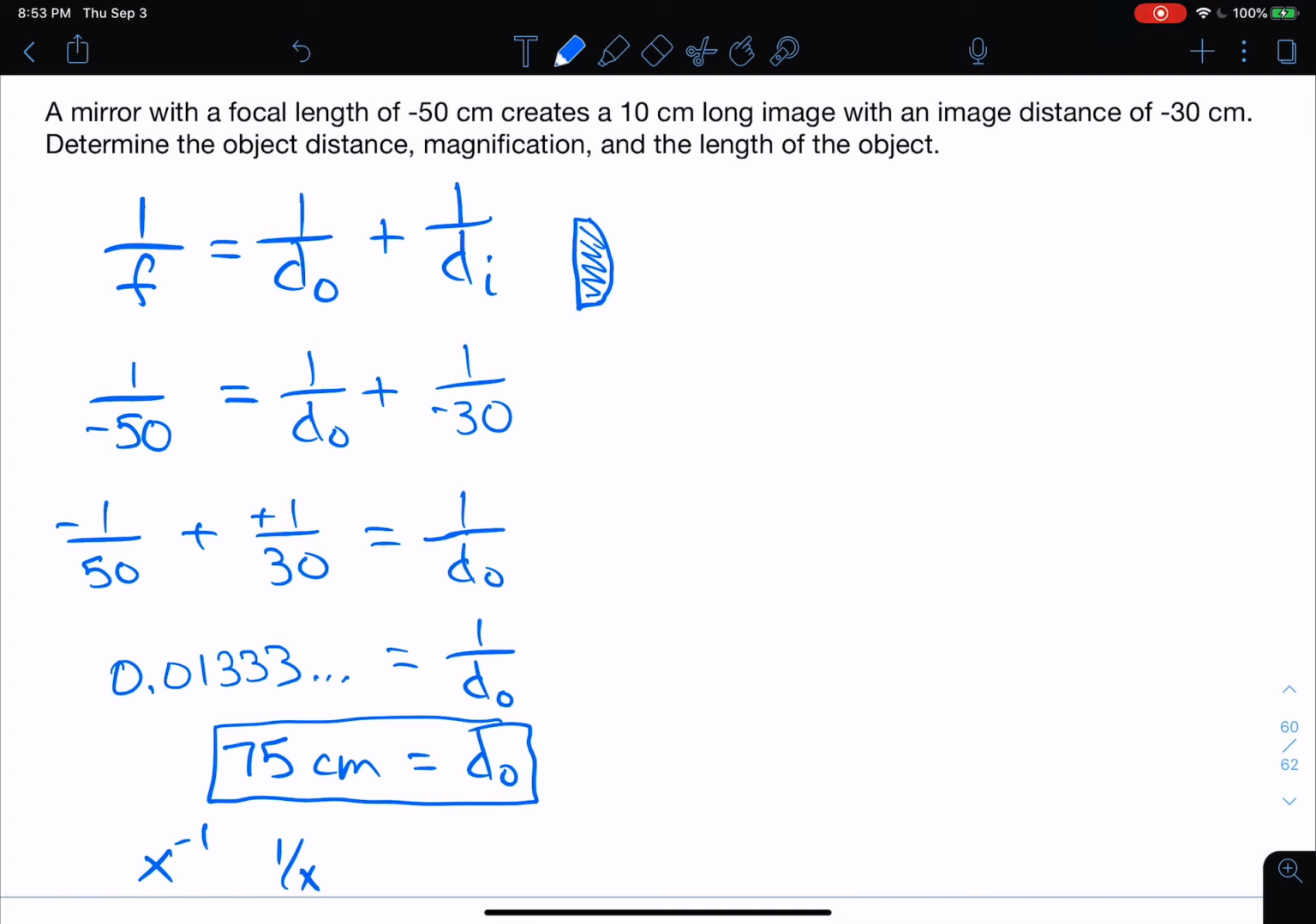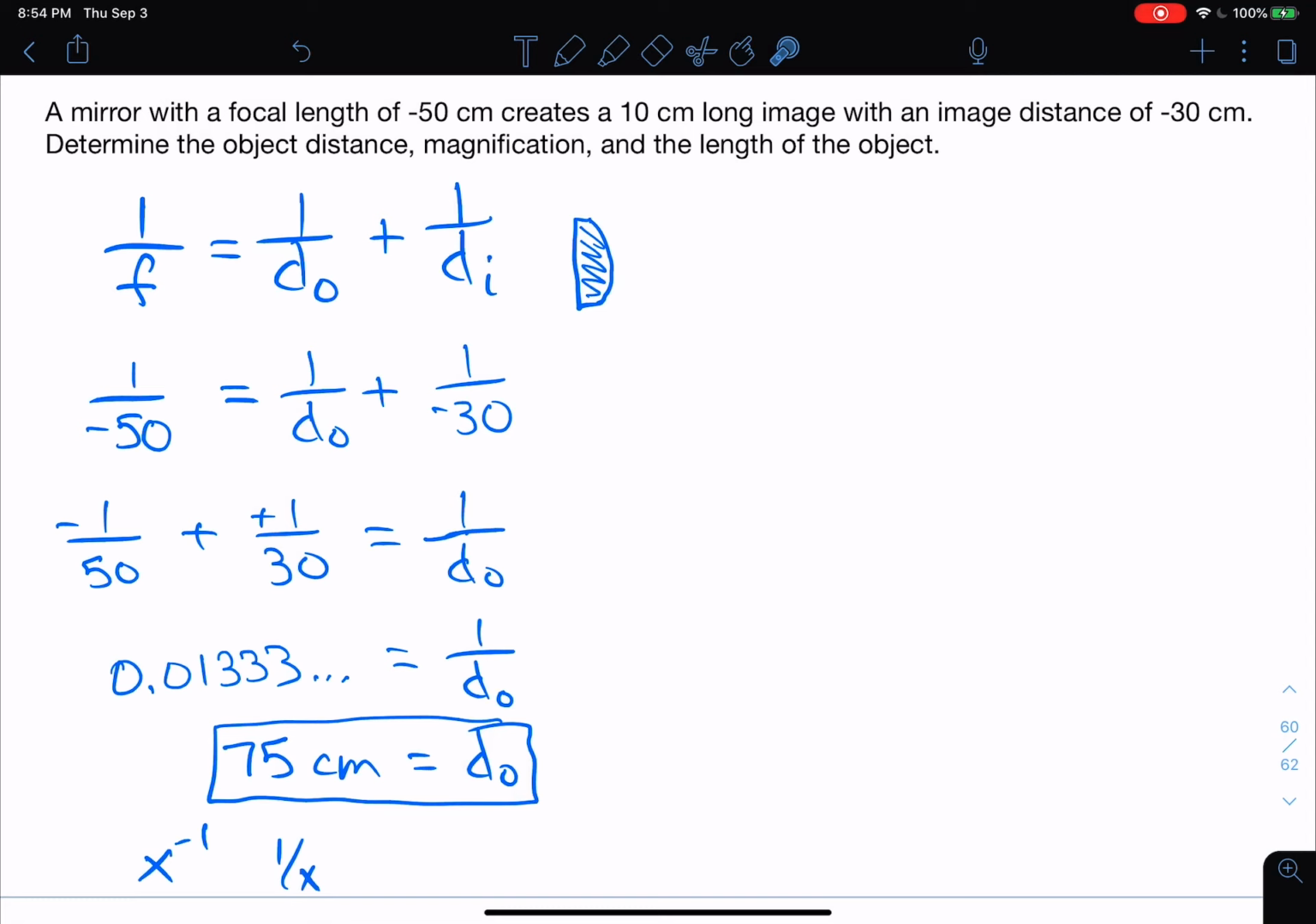Now, a couple things. Notice that the image distance was negative. That's not a surprise. That tells me it's a virtual image, because diverging optics can only make virtual images. But my object distance came out positive. Also not a surprise. We're dealing with a single optic device. We only have a mirror. And in those cases, the object distance is always positive. So if the object distance had come out negative, that would tell you that you'd made a mistake.